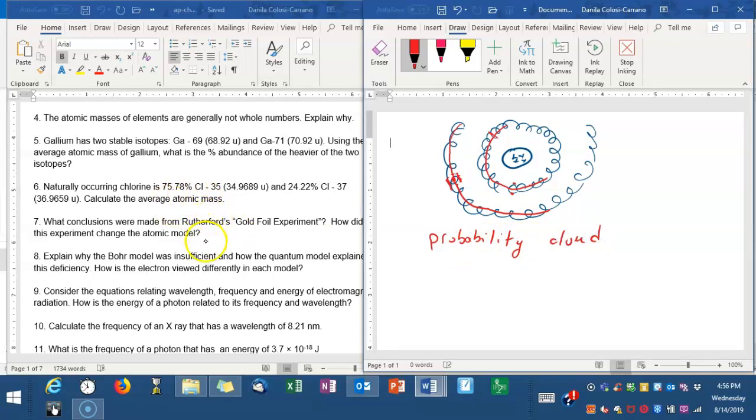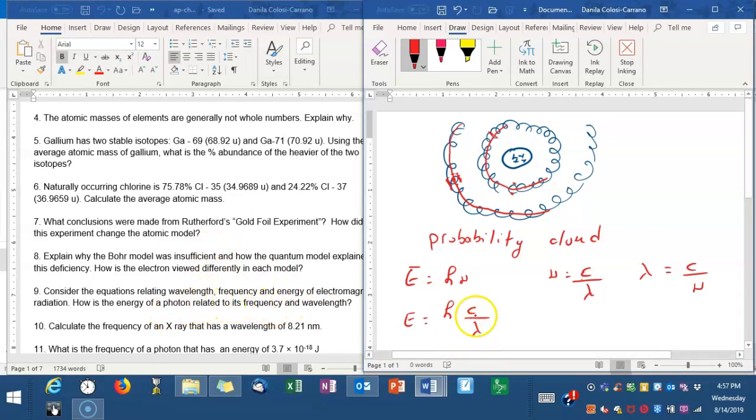Okay. So number 9. Consider the equation relating wavelength, frequency, and energy. So energy, we know, is h, Planck's constant, times frequency. We also know that frequency is the speed of light over wavelength, and obviously wavelength is the speed of light over frequency. Therefore, we can also say that energy is h times c over lambda. So all of those are interchangeable. How is the energy of a photon related to them? Well, we just said it. Next one.